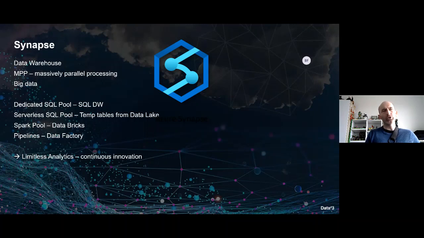Synapse is made up of a few different components. So you have your dedicated SQL pool, which if anyone's familiar with the old SQL DW, this is what it became. You have your serverless SQL pool, which is think of sort of a view or temp table over data lake. You have that Spark pool, which is a subset of Databricks within Synapse, and you have pipelines, which is effectively Data Factory within Synapse. You then also have a few others, which gives you sort of direct links into Cosmos DB, and there's constant new functionality coming out within Synapse.